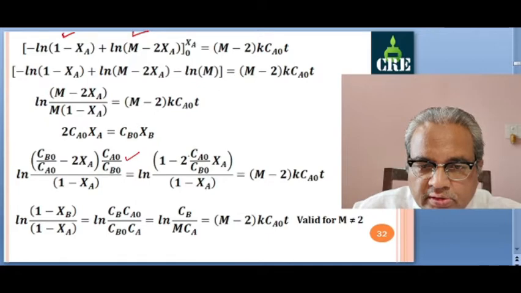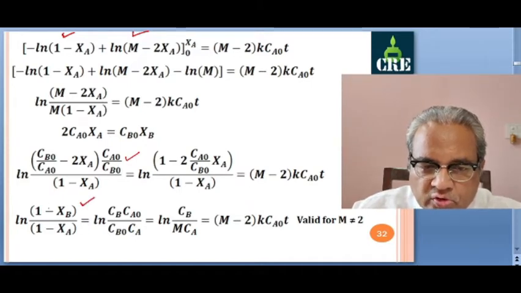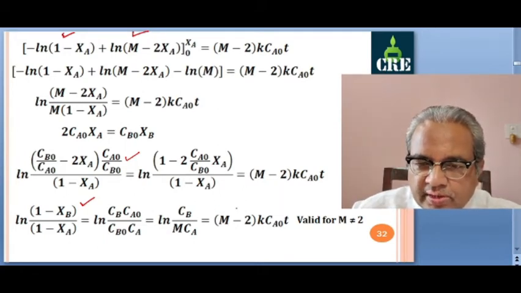So what is this term? If you take Cb0 to this side, this becomes xb. So xb is equal to 2 Ca0 by Cb0 into xa. So this I can write as 1 minus xb. 1 minus xa we have anyway in the denominator. 1 minus xb is Cb by Cb0, and 1 minus xa is Ca by Ca0. And Cb0 by Ca0 is m, so we get Cb by m into Ca. In this form also I can write the expression. So these are the various possible forms.